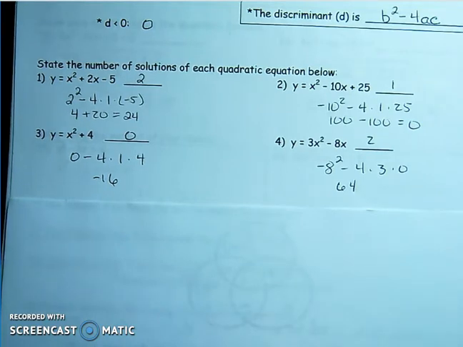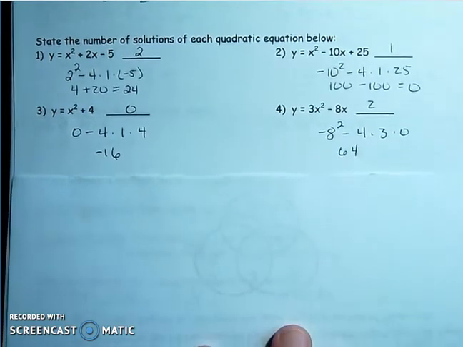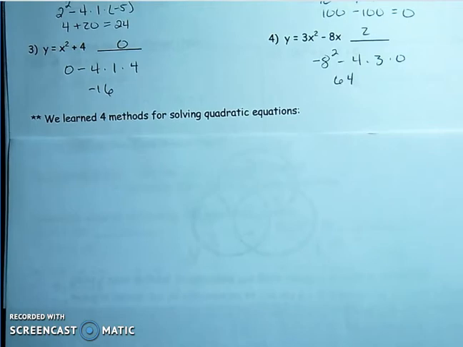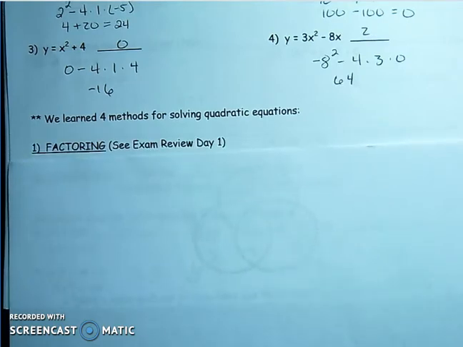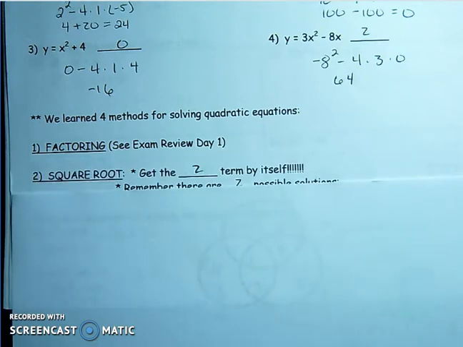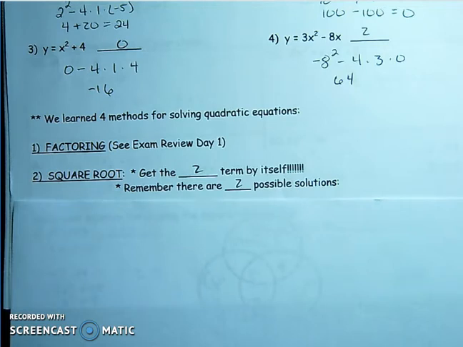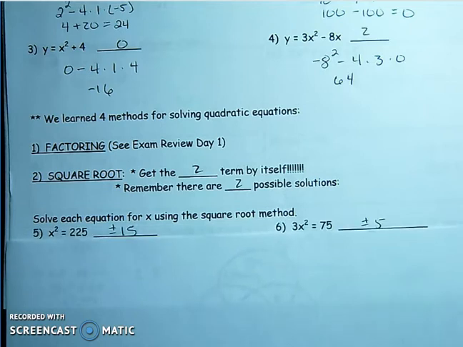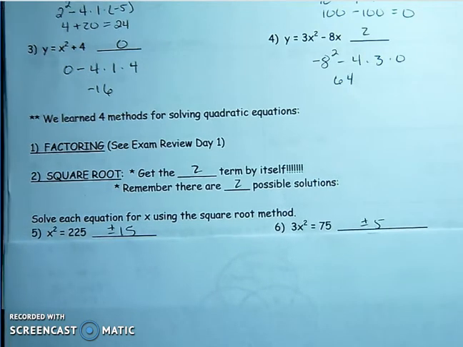If you have any questions about the discriminant, now's the time to ask Miss Lewis. Otherwise, remember, we learned 4 different methods for solving quadratic equations. One was factoring, which we talked about on Friday. The next one is the square root property. We get the square term by itself. And then remember, there are always 2 possible solutions, the plus or minus of our square root, which we will look at next. In the square root method, we take the square root of both sides.